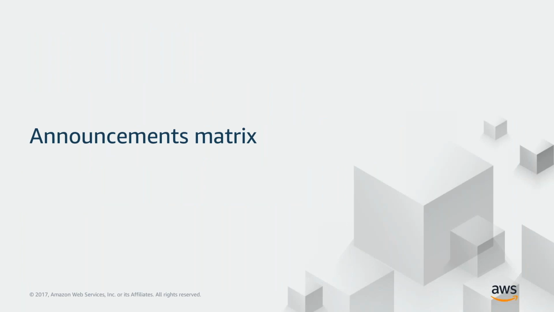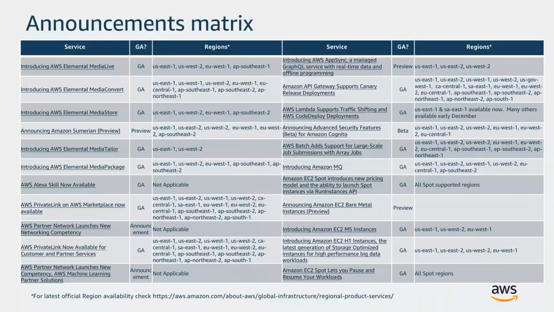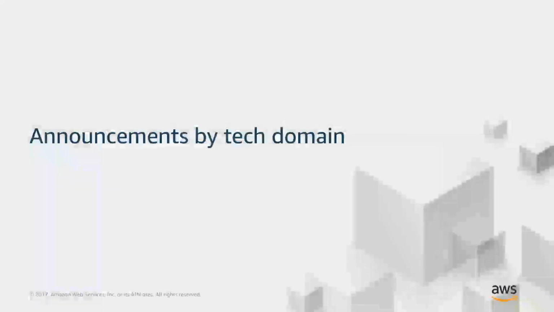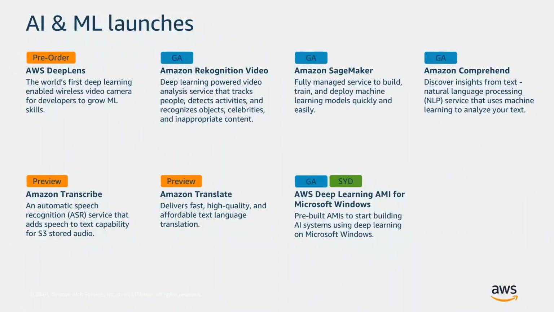So I mentioned before that we summarized content in a couple of ways for you. We summarized them in a matrix, which contains all the announcements, whether they're generally available or in preview, and also the regions where the service is available for you. Now, this content will be recorded and available to you in a few days, and the slide deck will be shared on the SlideShare website. The links will be sent to you, so we're not going to spend much time going through this matrix.